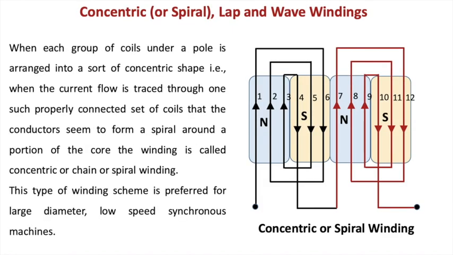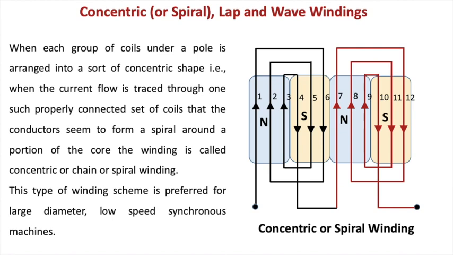The next comes the concentric, lap and the wave windings. When each group of coils under a pole is arranged into a sort of concentric shape, that is, when the current flow is traced through one such properly connected set of coils, the conductors seem to form a spiral around a portion of the core, the winding is called a concentric or chain or spiral winding. It looks like a spring spiral.